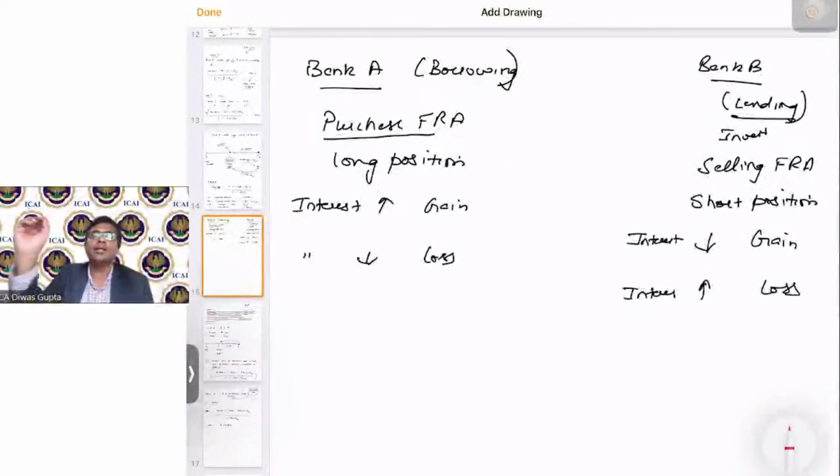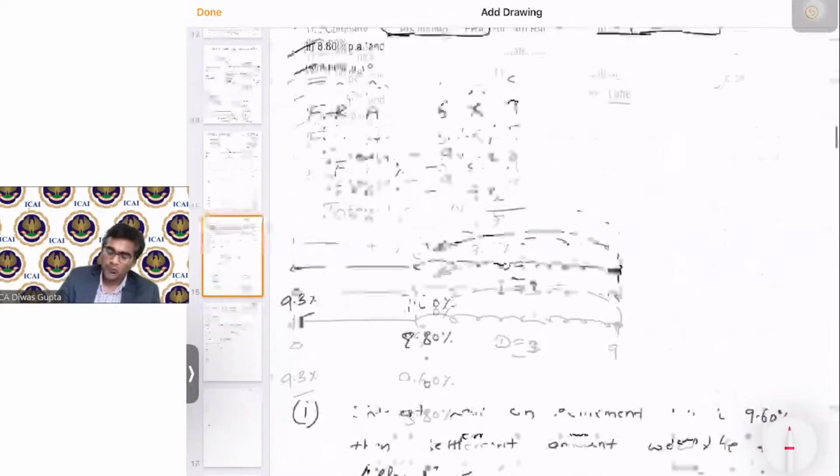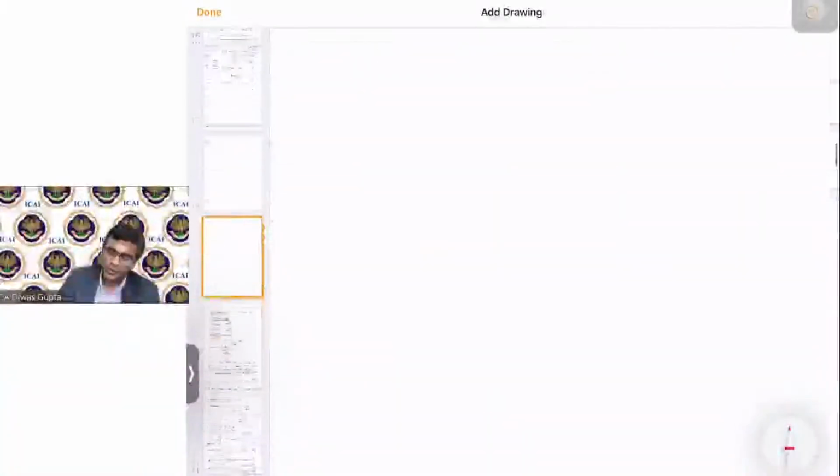Important point to note here is the person who is borrowing is always in the position of purchasing that FRA, that is a long position. And if interest rate goes up, there will be a gain. If it goes down, there will be a loss. Similarly, bank B, who is a lender, is always seen from the selling FRA, which is a short position. And hence, interest rate going down is a gain and interest rate going up is a loss. We did some good questions on this.